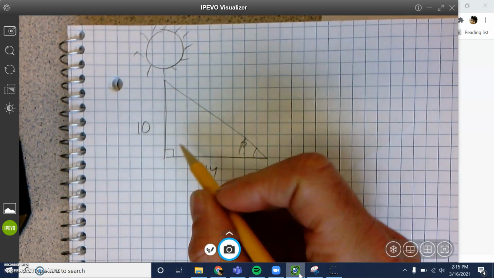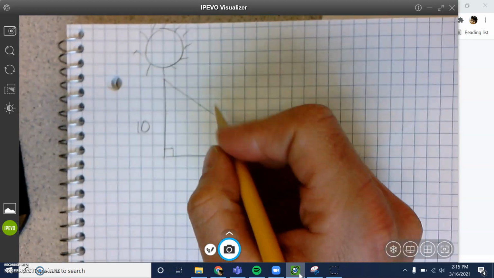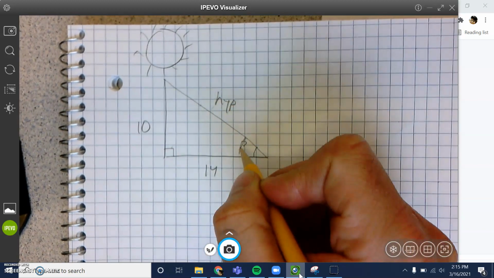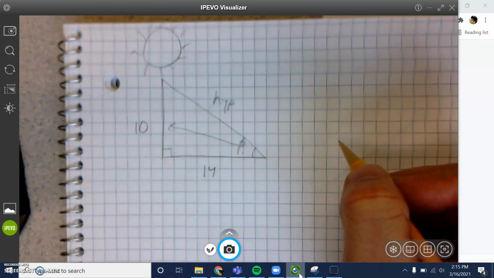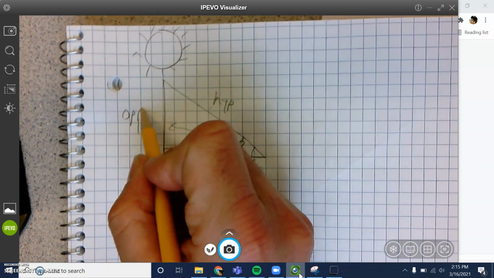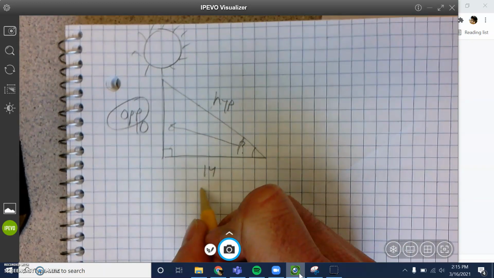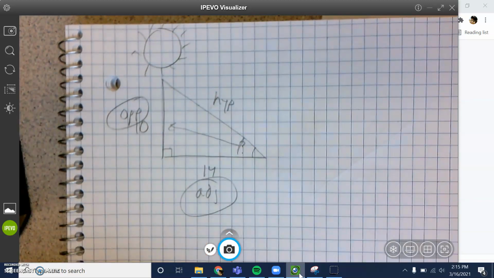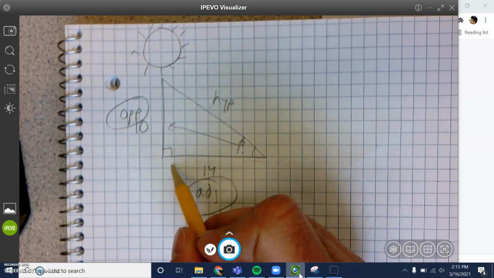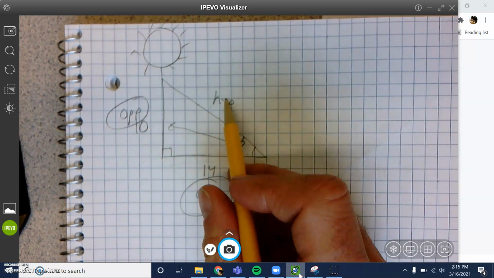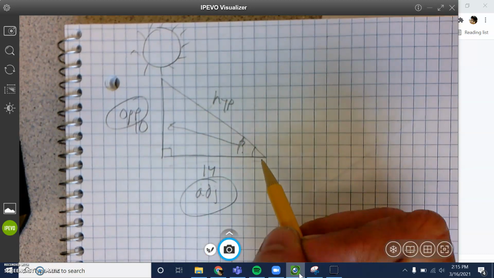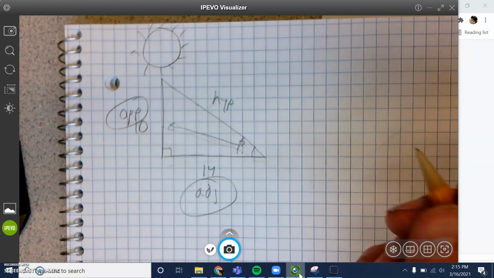So I'm going to label this right here, opposite the right angle, is the hypotenuse. And this side right here, the 10, is the opposite. And here is the adjacent right there, because the adjacent is the side that is not the hypotenuse. That's part of the angle we're looking for. Opposite is straight across. Always draw that line.